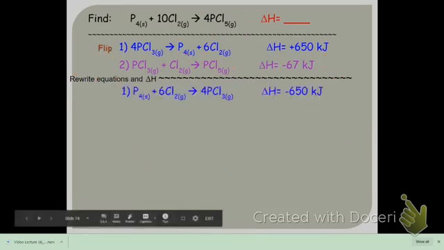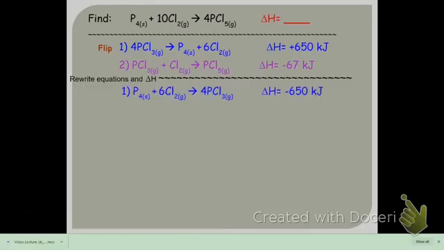According to this, the first one is flipped. Again, we see that our reactants are our products, and our products are our reactants. So we did flip it. Our sign, delta H, went from a positive to a negative sign.